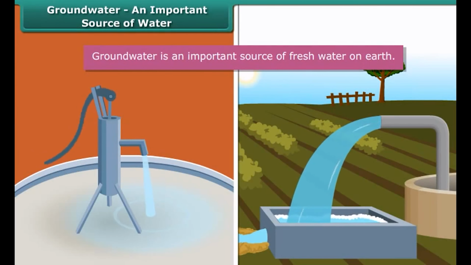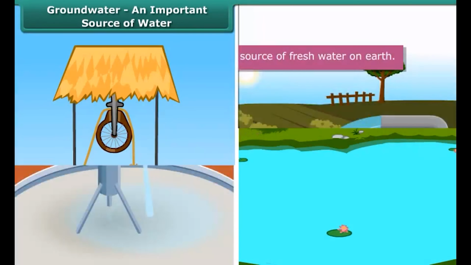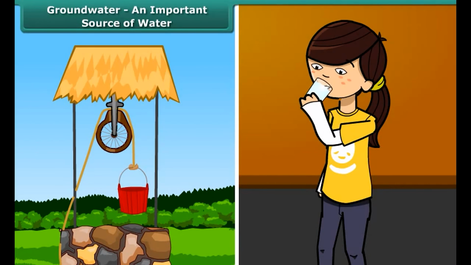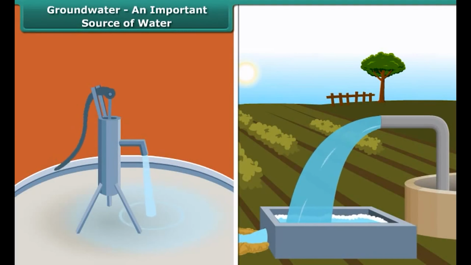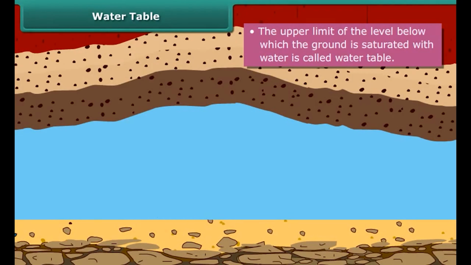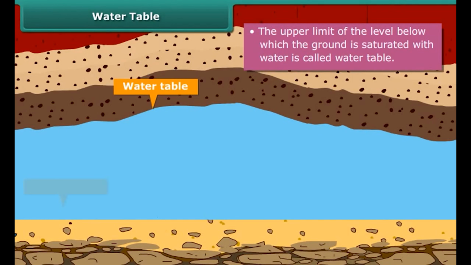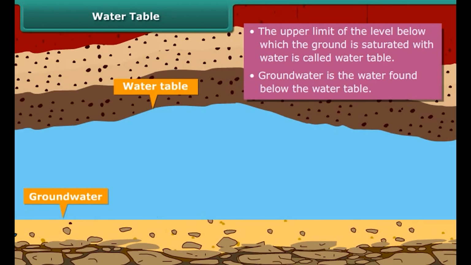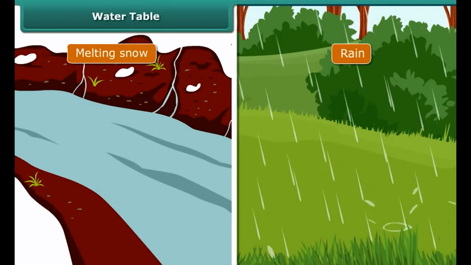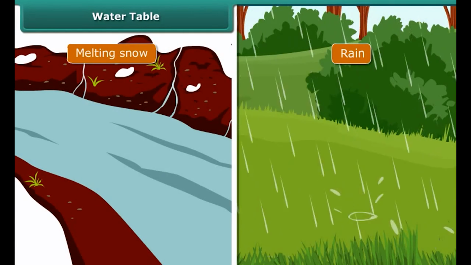Groundwater is an important source of fresh water on Earth. It is the source of water for many lakes and wells. Many of us drink groundwater every day. That is because hand pumps and tube wells tap groundwater to provide water for consumption. The upper limit of the level below which the ground is saturated with water is called water table. Groundwater is the water found below the water table. Runoffs from lakes and rivers, melting snow and rain lead to the formation of water table.